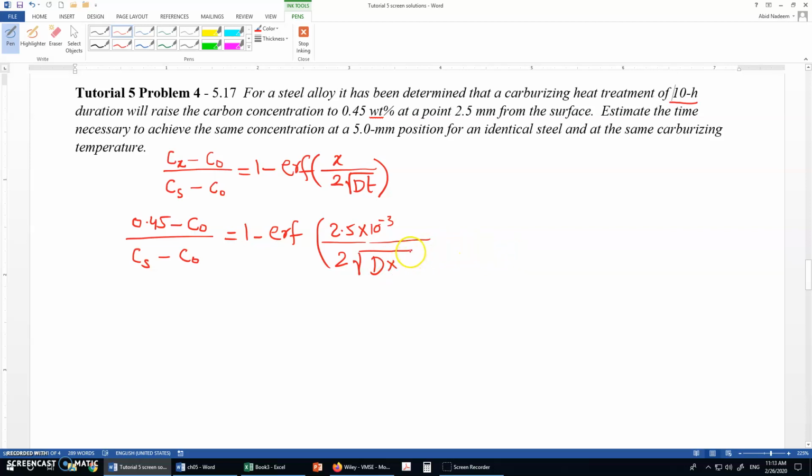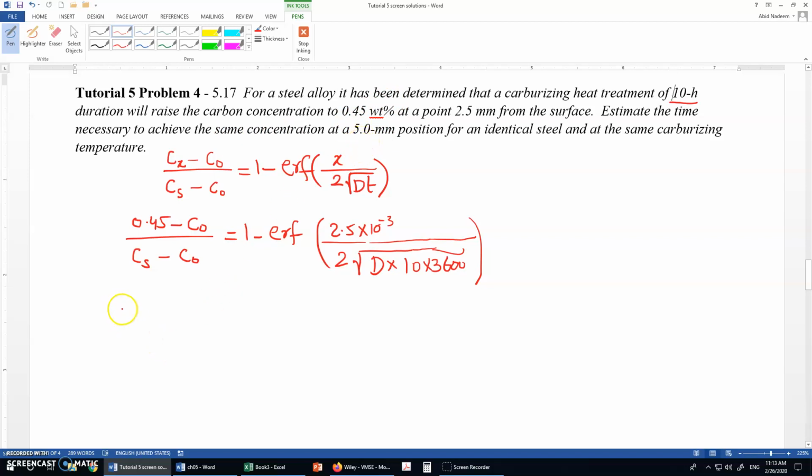Okay, so we can take it in seconds. So this is the first condition. In the second condition, it is said to estimate the time necessary to achieve the same concentration, same means this 0.45%, at another point, 5 millimeter position.